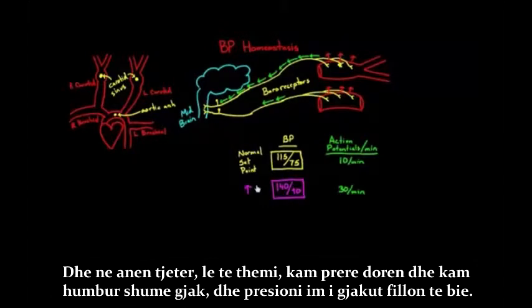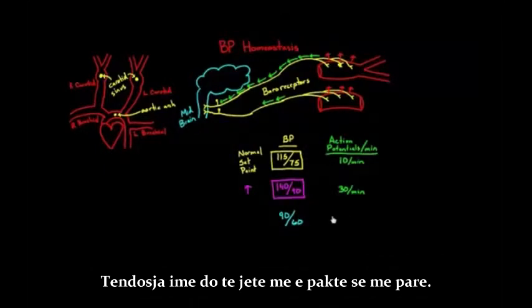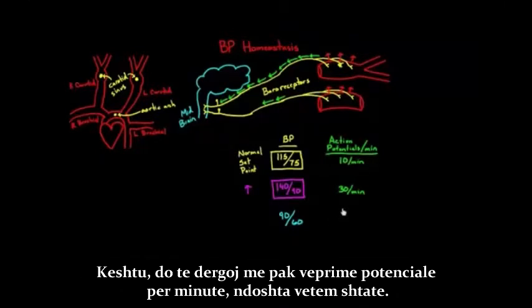And on the flip side, let's say that I cut my arm and I lose a lot of blood and my blood pressure starts to fall. My stretching is going to happen less than before. So it's going to send fewer action potentials per minute, maybe only 7 per minute.